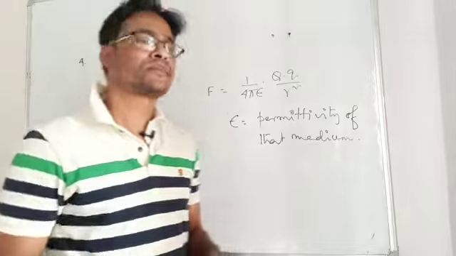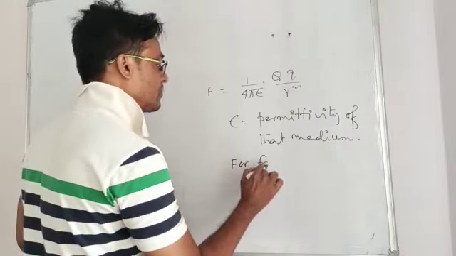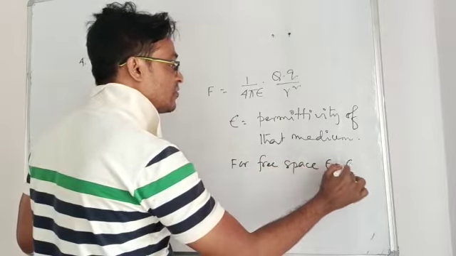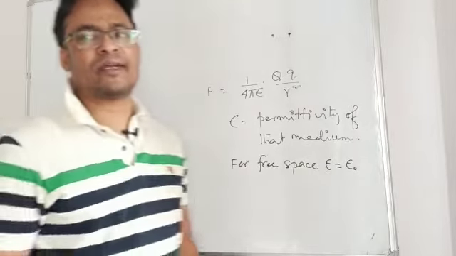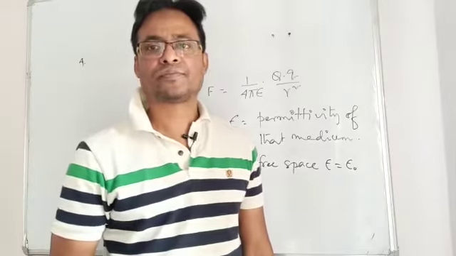Now, for free space, epsilon is equal to epsilon naught, right? If you put air inside, then epsilon should be written as epsilon naught. Okay?